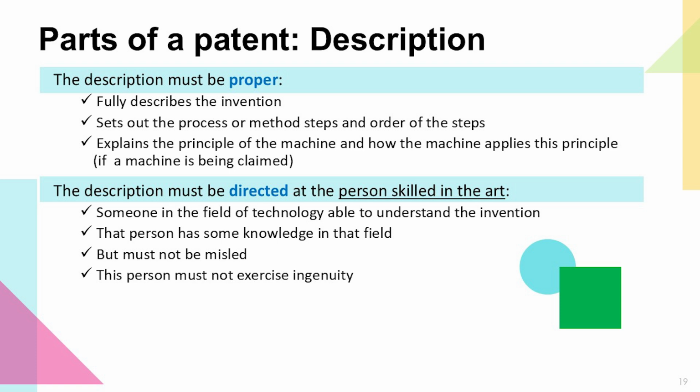For example, calling a square a circle just for the fun of it is not allowed. Also, the person skilled in the art can be asked to perform routine experiments to be able to reproduce the invention and must be able to do so without undue burden. So, this person must be able to reproduce the invention without using inventive ingenuity. So, now that you have described your invention enough to make sure that it can be reproduced, what's next?